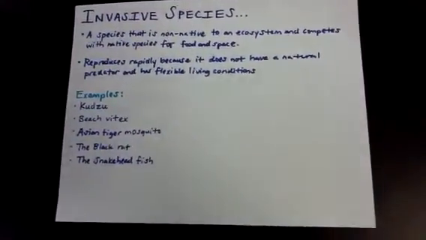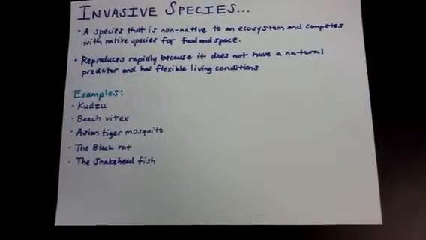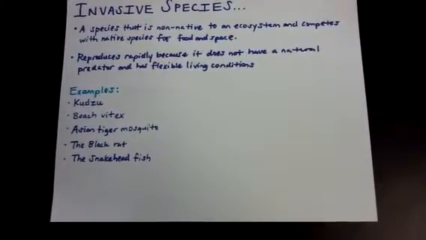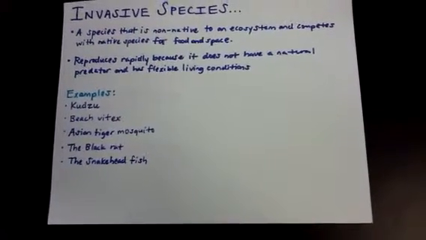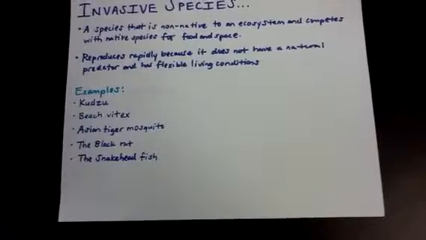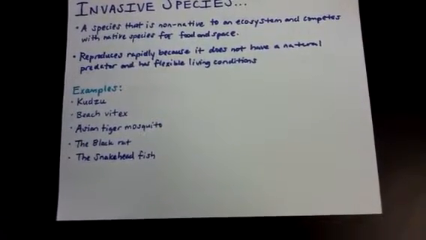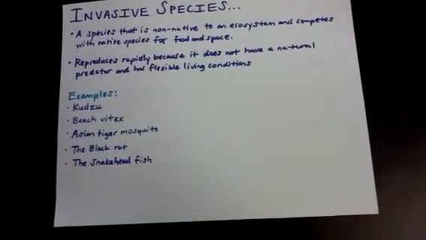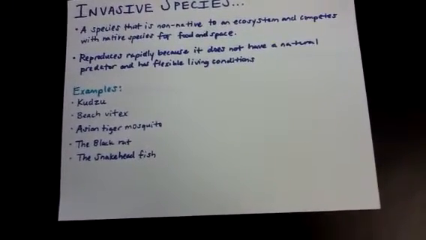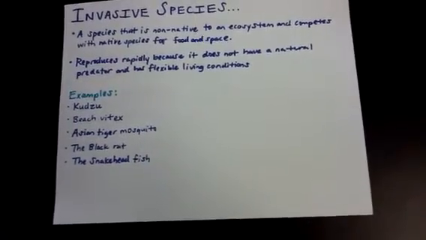Then you have invasive species, which are non-native to an ecosystem. They compete with native species for food and for space. It reproduces rapidly because it does not have a natural predator and has flexible living conditions. Examples include kudzu and beach vitex, which can be found primarily in the southeastern United States. Then you have Asian tiger mosquitoes, the black rat, and the snakehead fish.